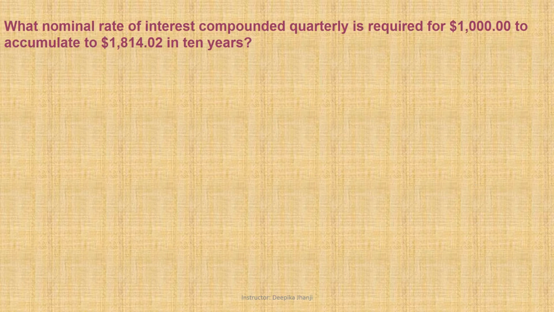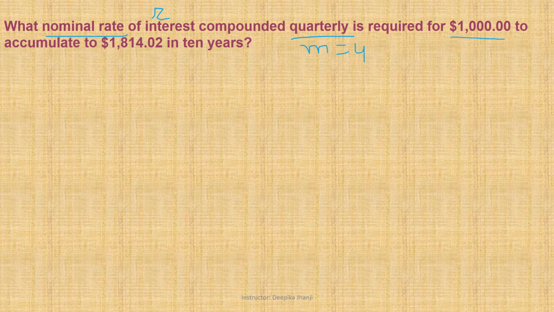My first question in hand is, what nominal rate of interest compounded quarterly is required for 1000 to accumulate 1814.02 in 10 years? Let's write down the information first. So we need to calculate the nominal rate. That means we are looking for the value of R. The golden word here is quarterly. That means M is equal to 4.